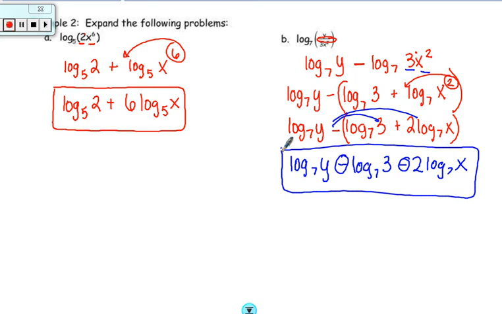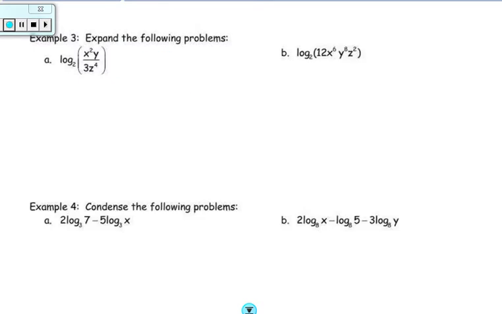For example, let's try another one. Log base 2 of x squared y on top divided by 3z to the 4th. So I see 1, 2, 3, 4 pieces here. Log base 2, log base 2, log base 2, log base 2. Now, what is on top? I see x squared and I see a y. X squared times y gets split up with addition.